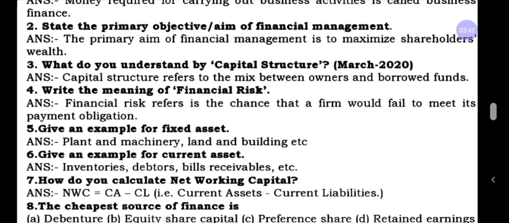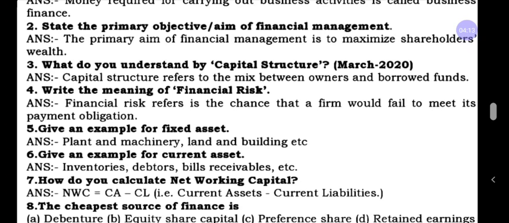Question number 5: give an example for fixed asset. Examples: plant and machinery, land and building, furniture, etc. First we have to understand what a fixed asset is. Fixed assets are used for a long period of time. It is called a fixed asset. And also the value of the asset keeps on increasing over the period of time.